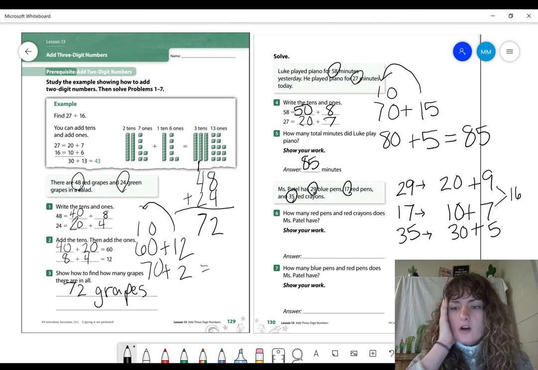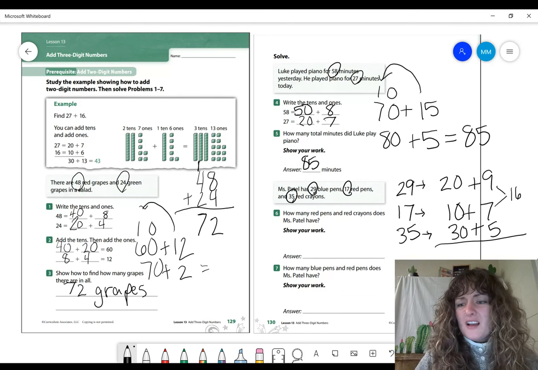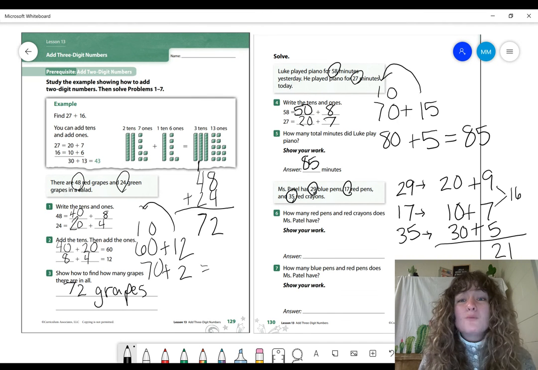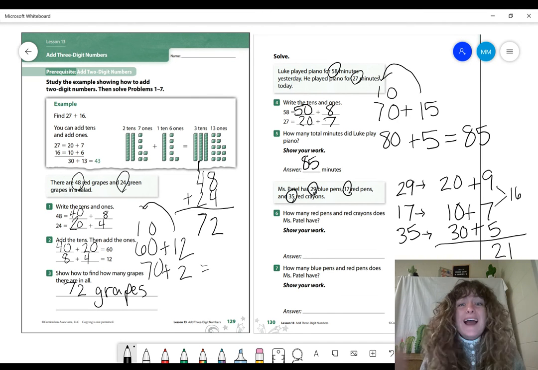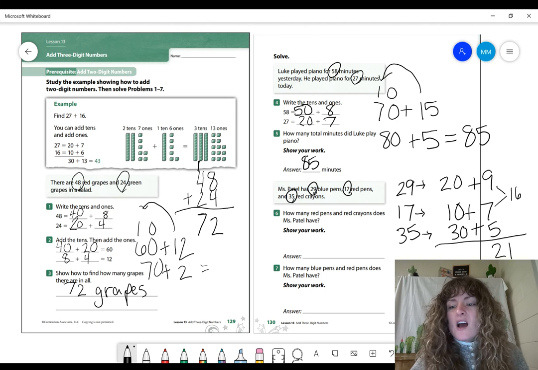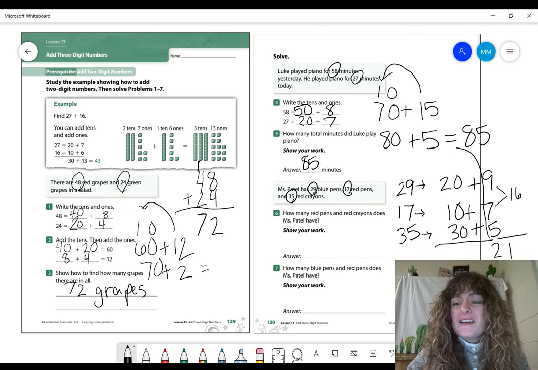Oh, no, Smarties. I have 21 ones. Can I have 21 ones in the ones place? No, in 21, my ones hang out with my ones, right? So I have 1, 1. How many tens do I have? I have 2 tens. So my 2 tens are going to go hang out in the tens place. 2 tens has a value of 20.